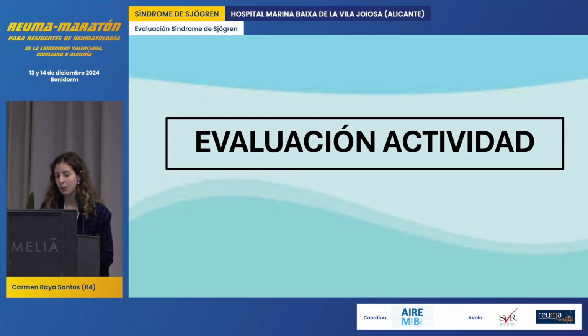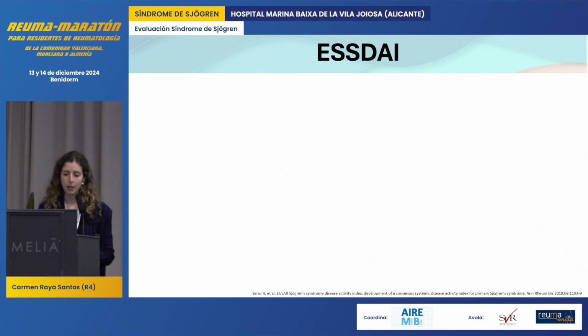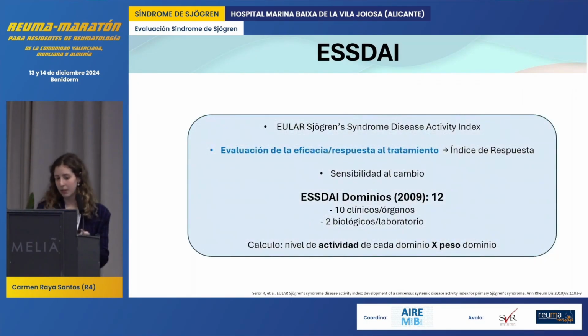greater than 1. And now I'll move on to the second part of the presentation, where we're going to talk about activity assessment. The ESSDAI is the gold standard. These are the initials for the EULAR Sjögren syndrome disease activity index. And in addition to assessing disease activity, this index also allows us to evaluate treatment efficacy and response.